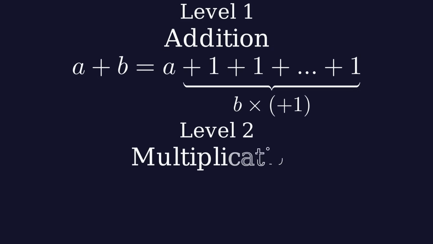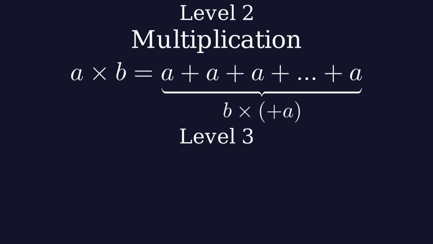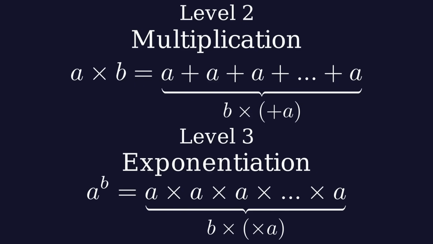Then we have multiplication. Multiplication is repeated addition. A times b is equal to adding a to itself b times. The level above multiplication is exponentiation. Exponentiation is repeated multiplication. A to the power of b is equal to a multiplied by itself b times.